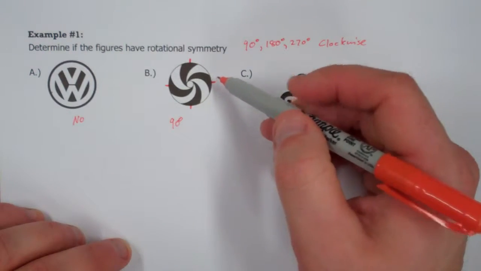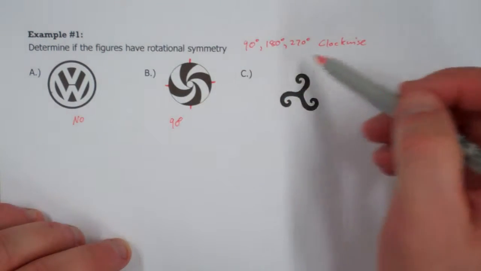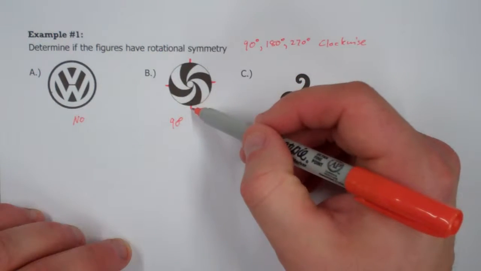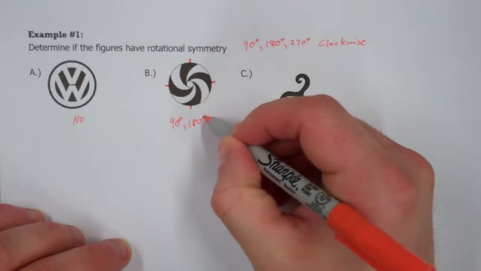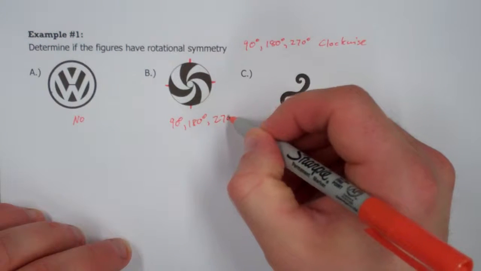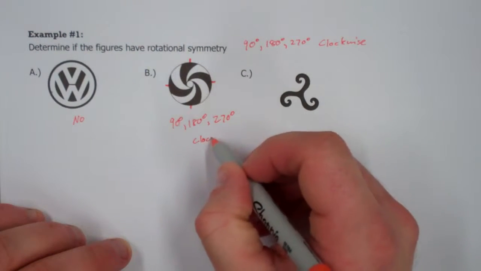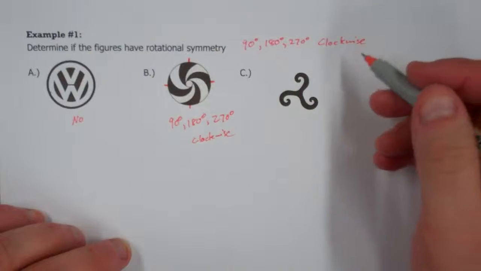And this one would also work the other way as well, but we're just talking about clockwise here. So 180 would work too, and then also 270 would work, and of course if you wanted to you could put 360, but I'll put clockwise there for you.